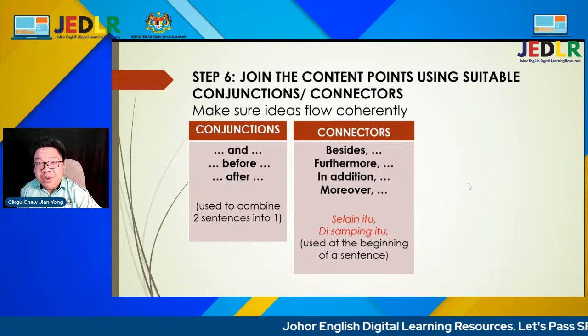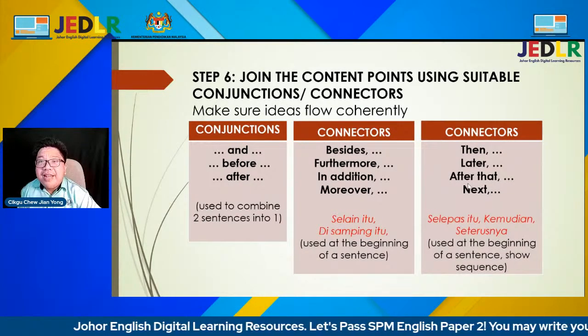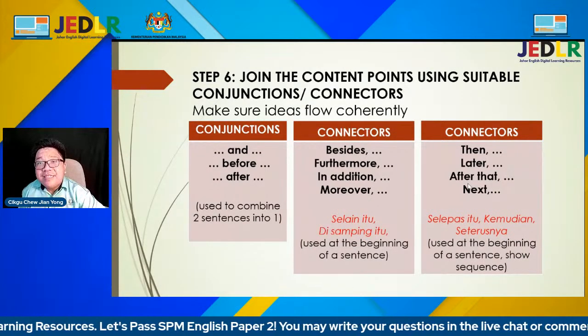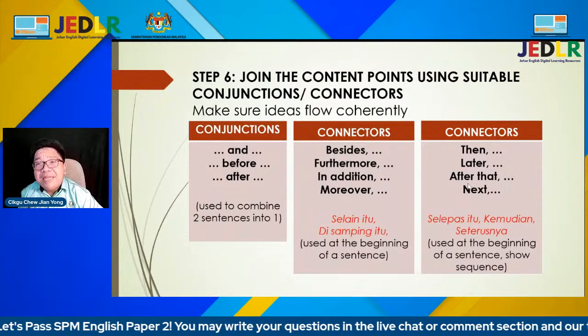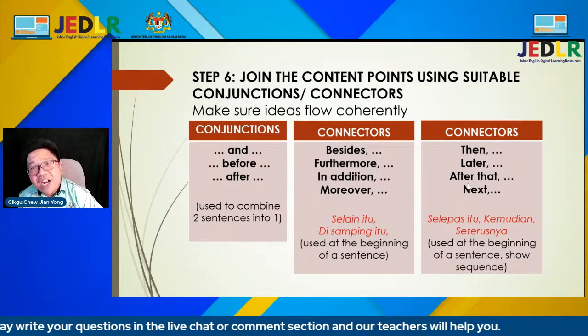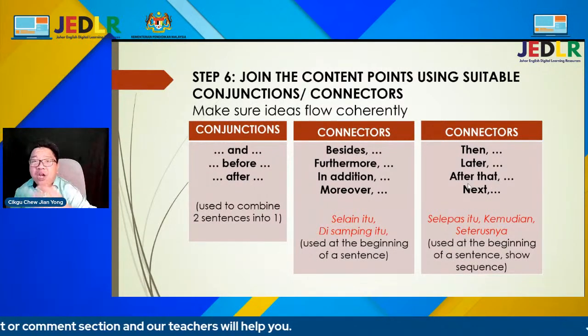And we also have another type of connectors, which is what we call this. Then, later, after that, and next. All this, maksud dia ialah selepas itu, kemudian, seterusnya. They are also used at the beginning of the sentence. But what's the difference between those in column 2 and those in column 3?